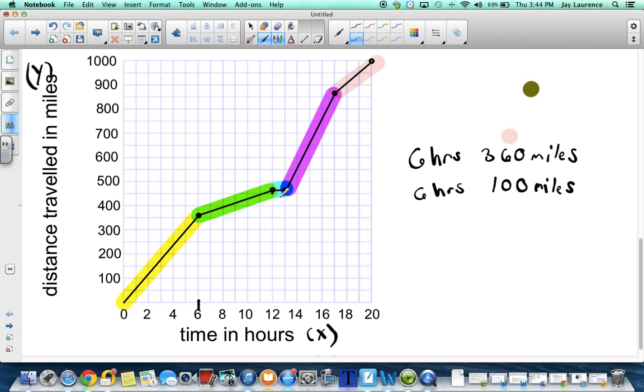Now something strange is happening here. It seems from the 12th to the 13th hour, 1 hour, they went 0 miles. I wonder why that could be. We'll talk about that more in a minute. And then from the 13th to the 17th hour, that would be 4 more hours, the family drove from here, 100, 200, 300, about 400 miles.